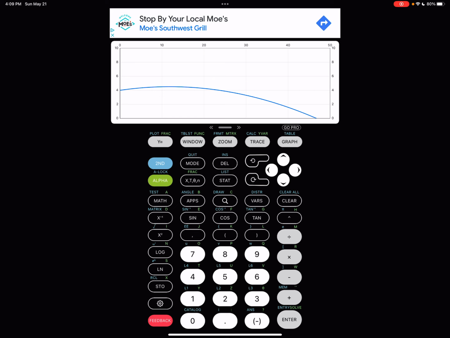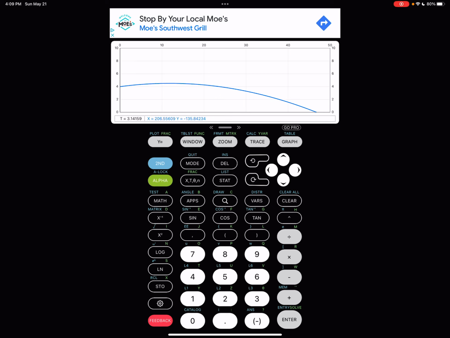So right here, I could see the parabola very nicely. And what I'm going to do is trace. Our time we set earlier was 0.179. That's going to give us our maximum height and the horizontal position. So this tells me that at 0.179 seconds, the ball reaches its maximum height of 4.5 feet vertically at 11.76 horizontally.